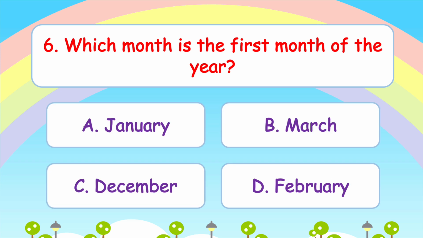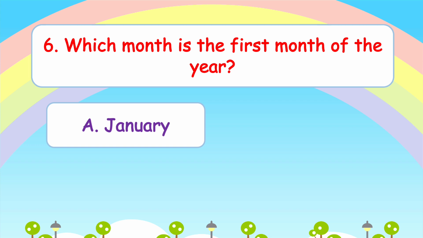Which month is the first month of the year? And your options are January, March, December, or February. And it's January. January is the first month of the year.